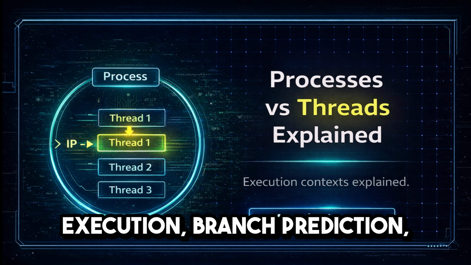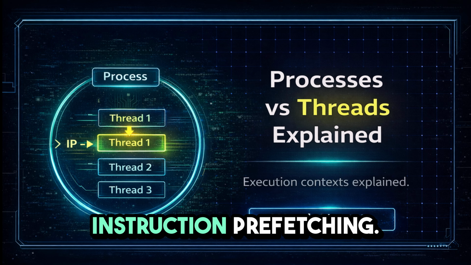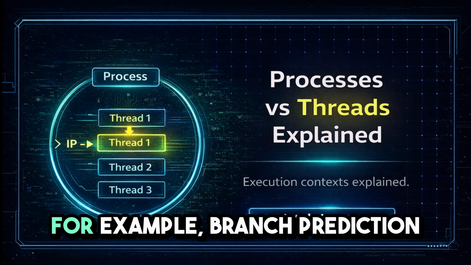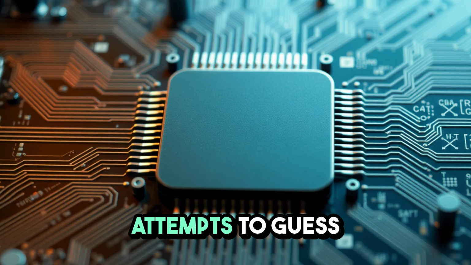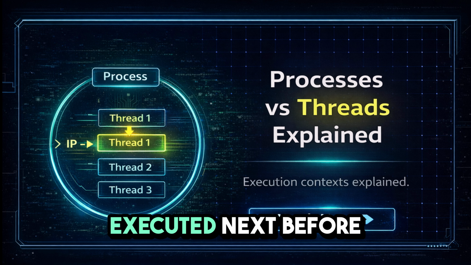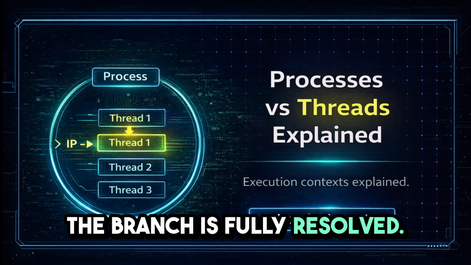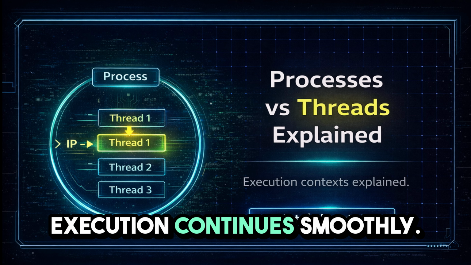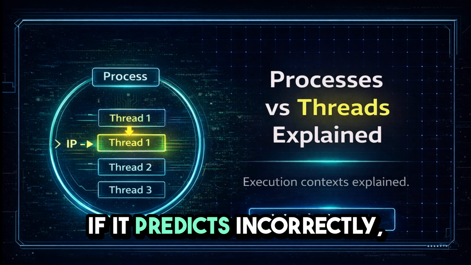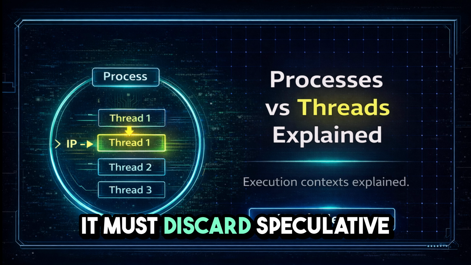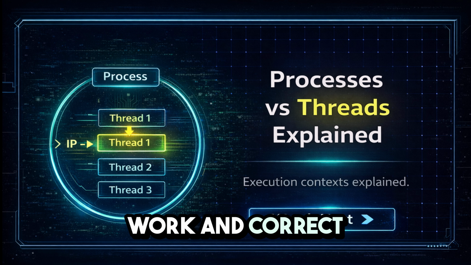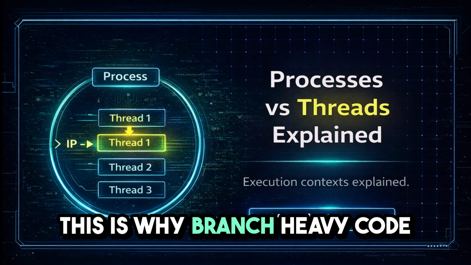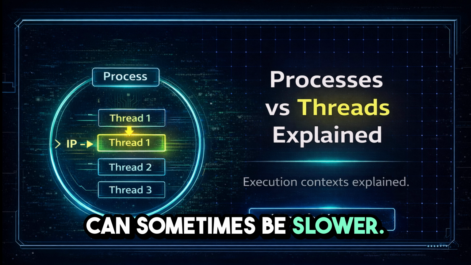Out-of-order execution, branch prediction, instruction prefetching. All of these affect instruction dispatch. For example, branch prediction attempts to guess which instruction will be executed next before the branch is fully resolved. If the CPU predicts correctly, execution continues smoothly. If it predicts incorrectly, it must discard speculative work and correct the instruction pointer. That costs time.